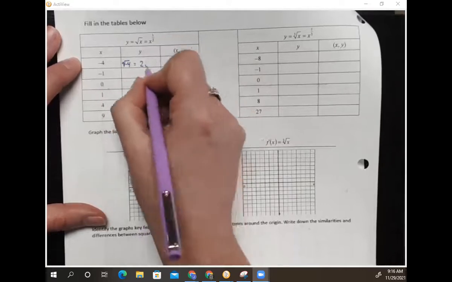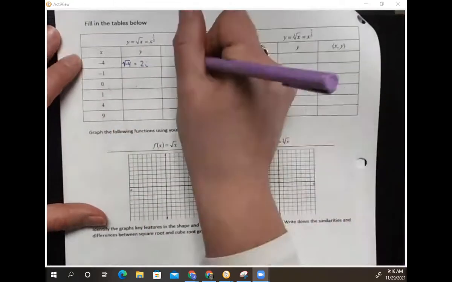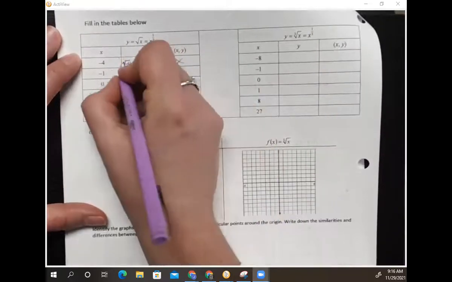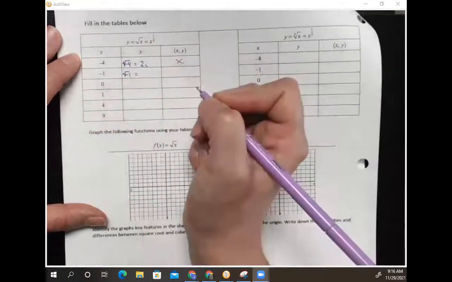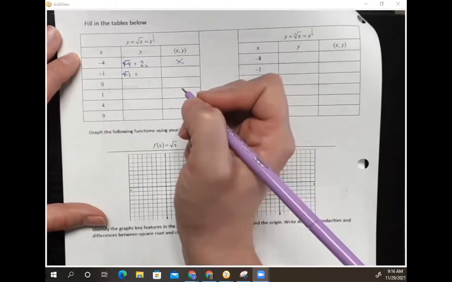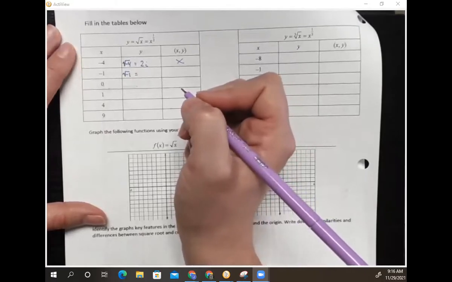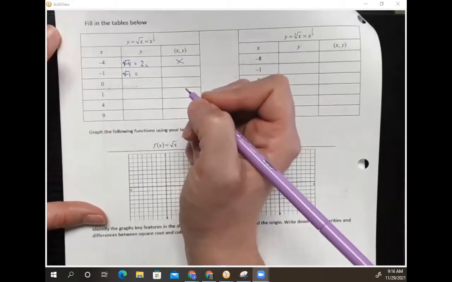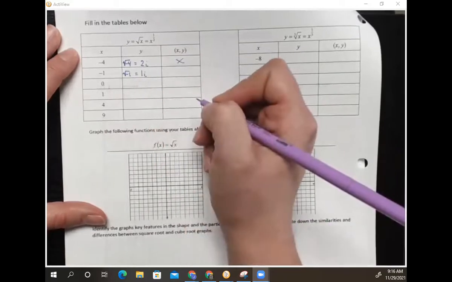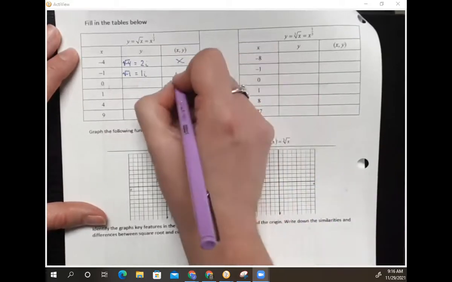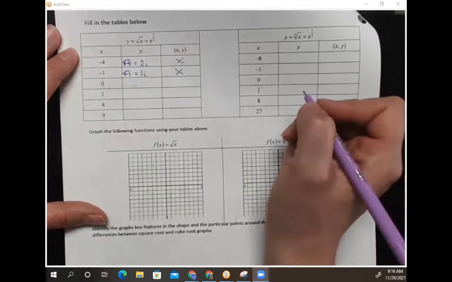2i. Can I graph that? 2i? No. So I'm not going to get a point from that. How about if I take the square root of -1? 1i. Yeah, 1i. Can I graph 1i? Where I have these imaginary y values, I'm not going to get points on the coordinate plane, not on the real coordinate plane.